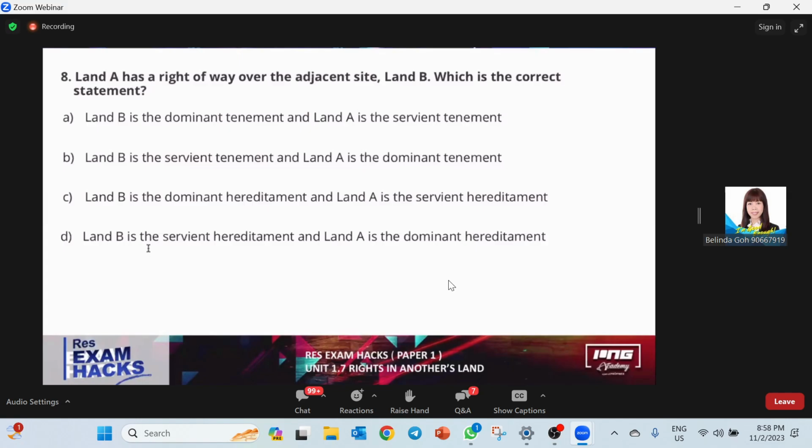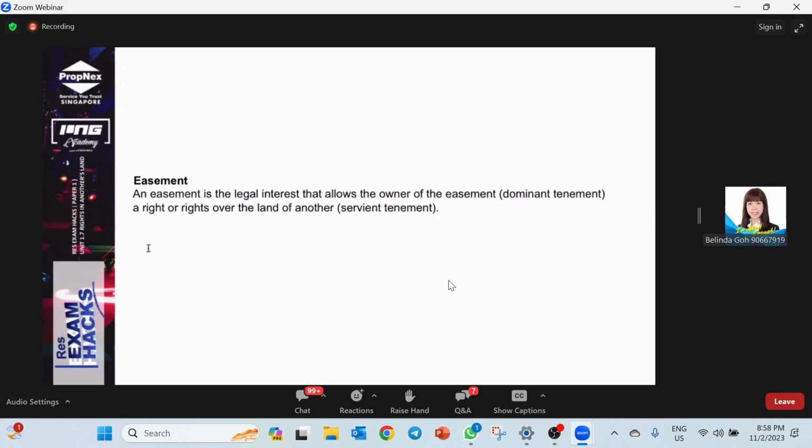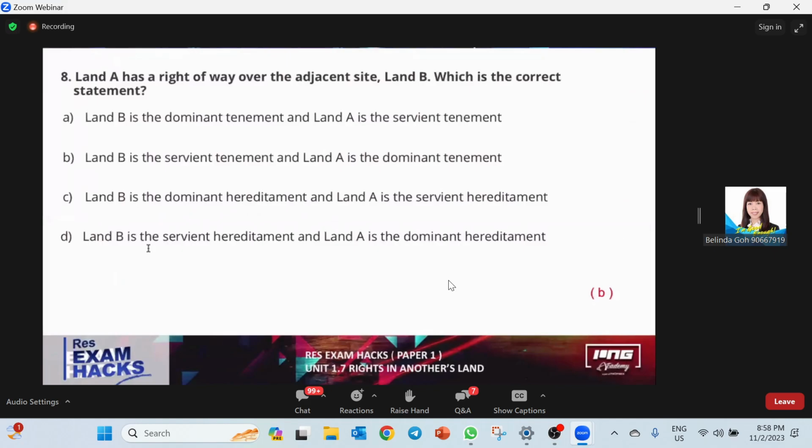Which one is correct? Now let's come to the easement. An easement is a legal interest that allows the owner of the easement, the dominant tenement, a right over the land of another, that is called the servient tenement. So you have to know the definition of dominant tenement and servient tenement. So now the answer will be B, right?